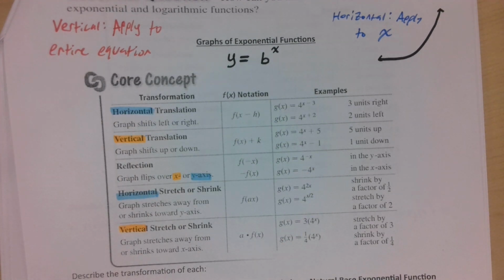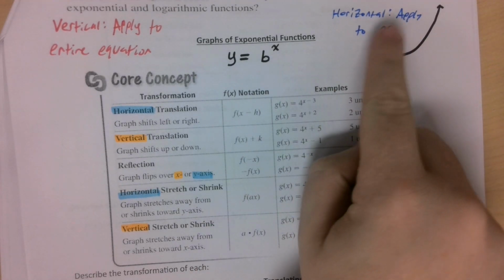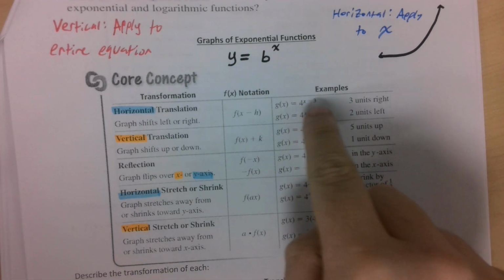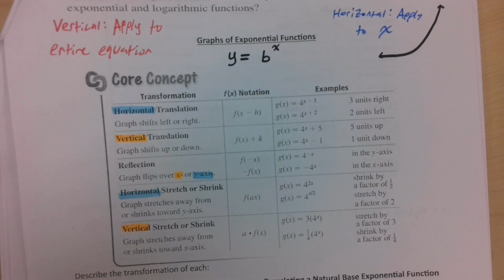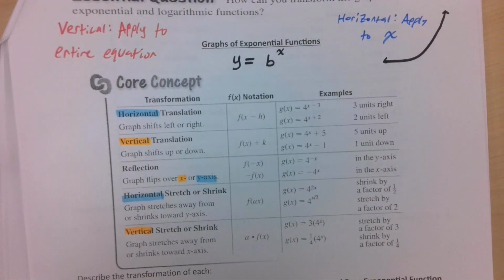So let's take a look at some examples. Horizontal translations are when we want to move our graph left or right. And to do that, all we have to do is add or subtract from the x value. Again, it's horizontal, so we only apply it to the x. Let's take the examples that we have here. We have 4 to the x power, 4 to the x minus 3, and 4 to the x plus 2. If we take a look at this, minus 3 means that we move it 3 units to the right, whereas plus 2 means that we move it 2 units to the left. It's sort of the opposite of what we think.